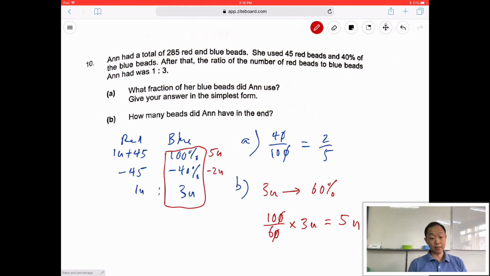So what have I done? I've converted everything to units. Okay, change everything to units over here. So red is 1 unit plus 45, blue is 5 units. So how many beads did Anne have in the end? It's 4 units at the end.